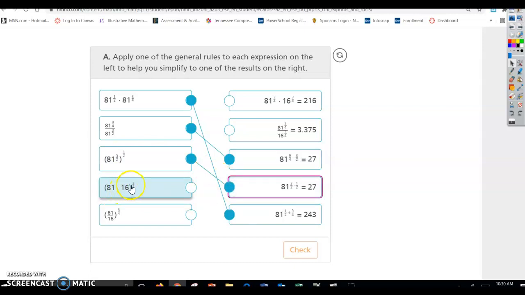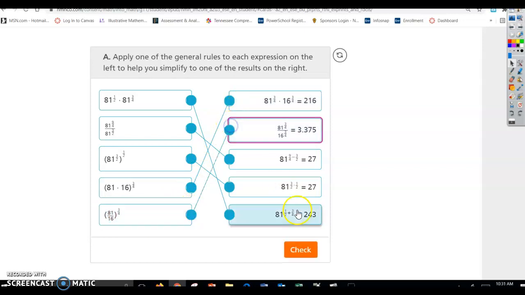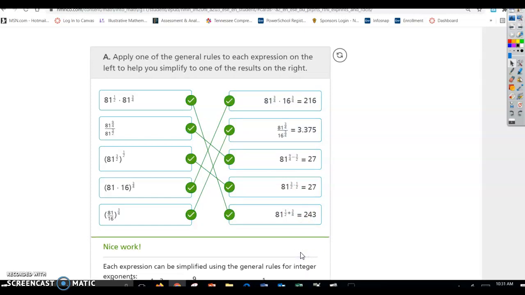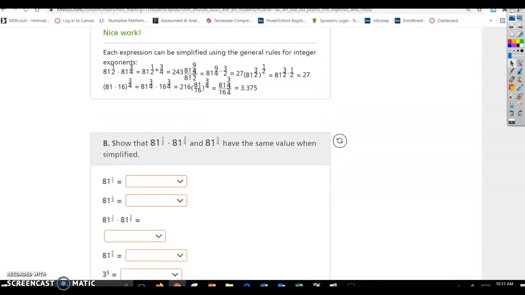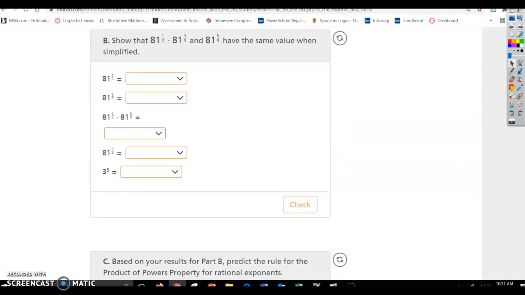And here I have a quantity raised to a power, so I kind of distribute that power to both of those. So I'm going to have 81 to the 3/4 and 16 to the 3/4. And then I have a quotient raised to a power, so the numerator and denominator both get raised to that power. Okay, so just looking at the general rules. All right, it says show that 81 to the 1/2 power times 81 to the 3/4 power and 81 to the 5/4 power have the same value when simplified.